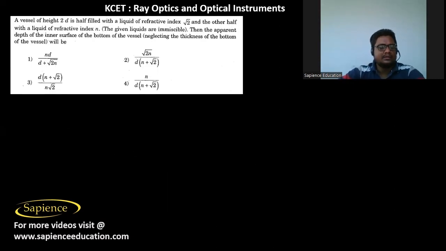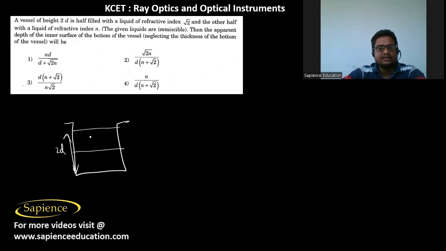Then here it is told that a vessel of height 2d is filled half with a liquid of refractive index root 2 and the other half with a liquid of refractive index n. The given liquids are immiscible. Then the apparent depth of the inner surface of the bottom of the vessel will be, neglecting the thickness of the bottom of the vessel.